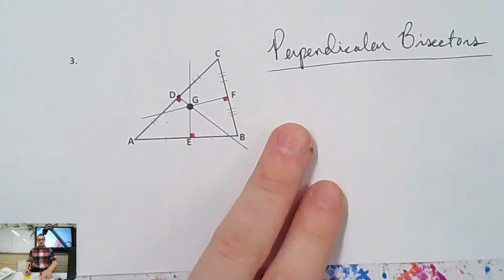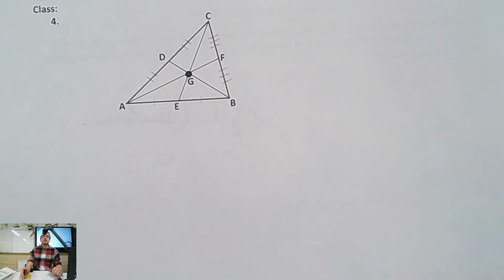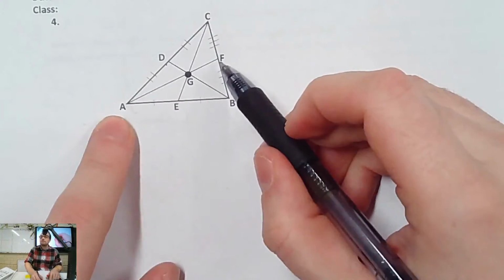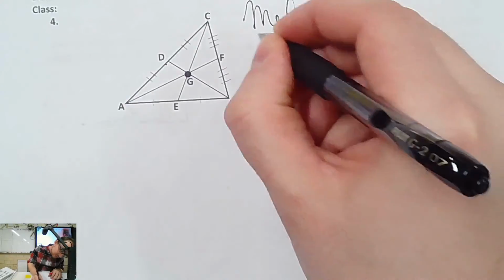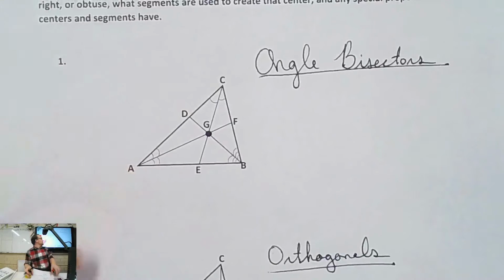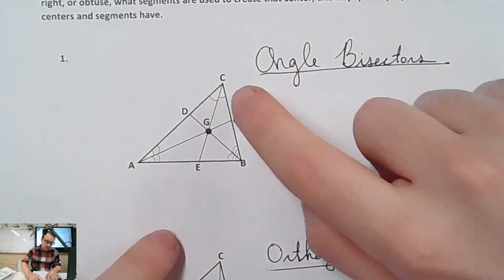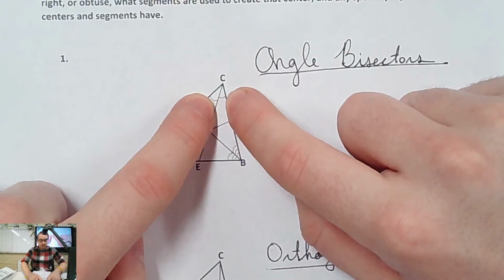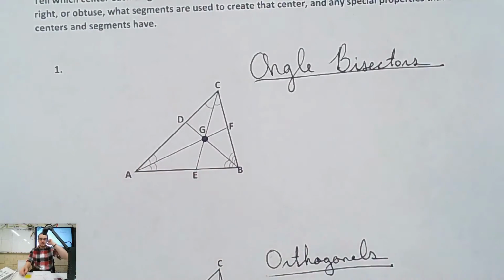All right. Number 4, don't do process of elimination, but you can. They must be medians because these are all midpoints, right? Midpoint to vertex, right? Wait, what was number 1? Angle bisectors, because it cuts the angles in half. See how it cuts this angle into 2 equal pieces? And this angle gets cut into 2 equal pieces? And this angle gets cut into 2 equal pieces? Angle bisectors.